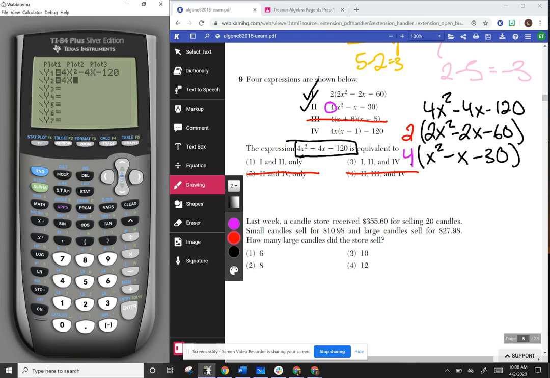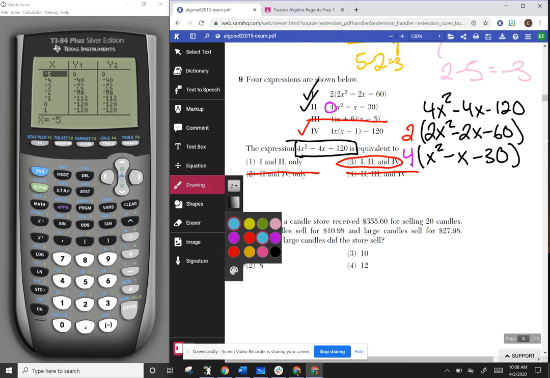4x parenthesis x minus 1 minus 120. Second graph. They are equivalent again, y1 and y2, so it's going to be 4, meaning our answer choice is 3.